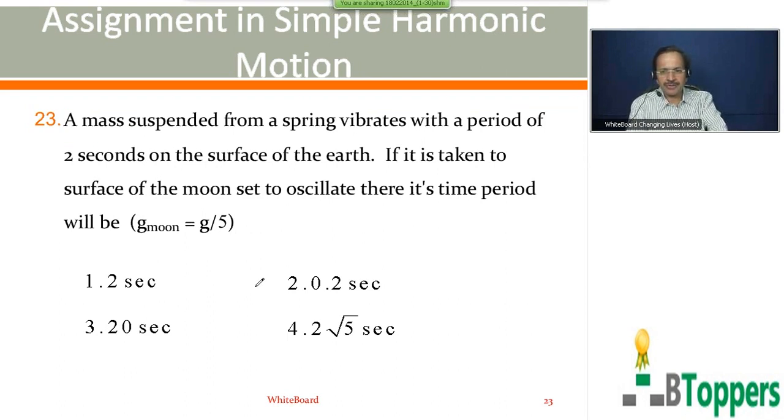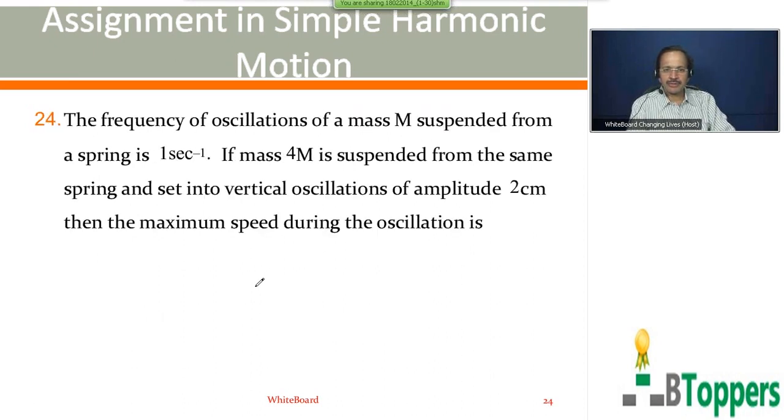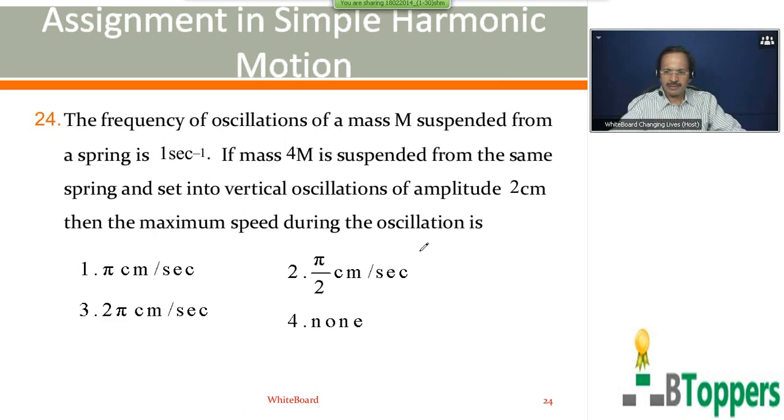So I am going to show the next question on screen. Look at the question number 24 on the screen. I am going to read the question number 24 now. The frequency of oscillations of a mass m suspended from a spring is 1 per second. Mass 4m is suspended from the same spring and set into vertical oscillations of amplitude 2 centimeter. The maximum speed during the oscillations is... I have shown 4 options on screen. Come on, take a pause and try the question.